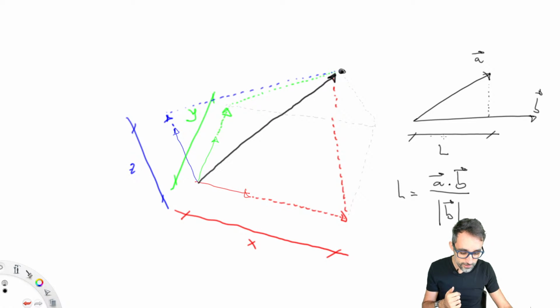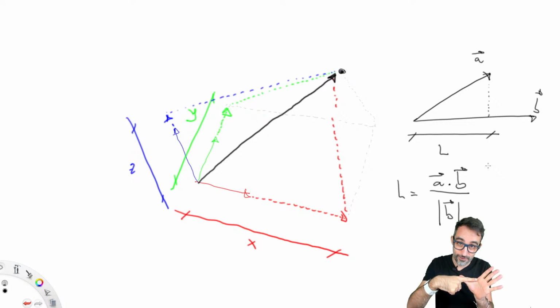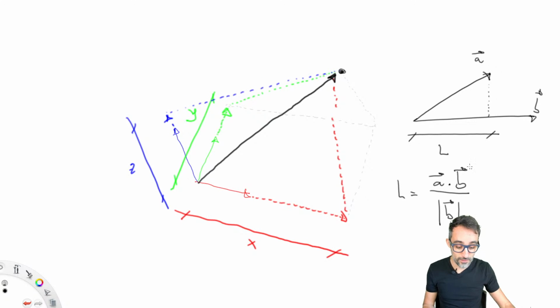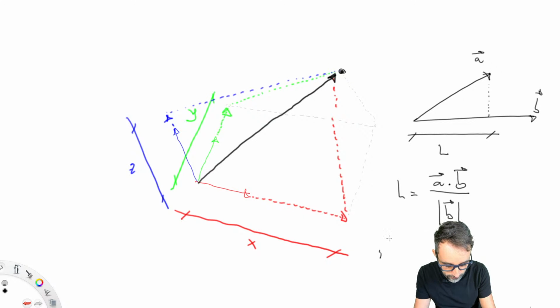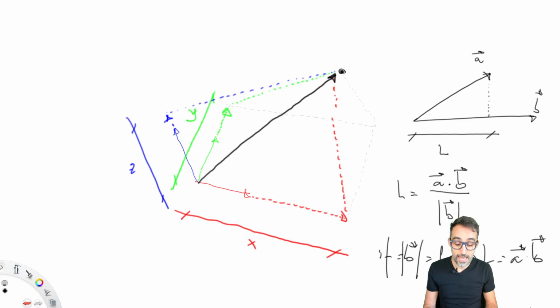turns out to be equal to the length of that projection. Let me say this again. The length of the projection of one vector on top of another equals the dot product of the two vectors divided by the length of the vector that we are projecting on. And if the length of B equals 1, then the length equals just the simple dot product of the two vectors.